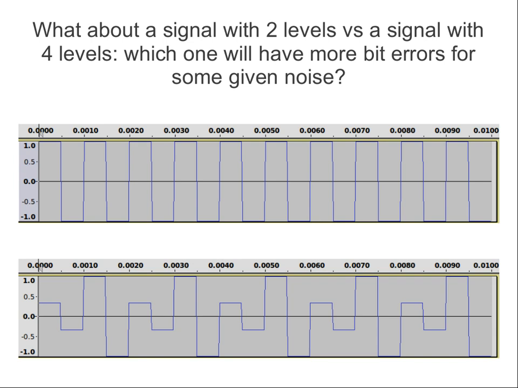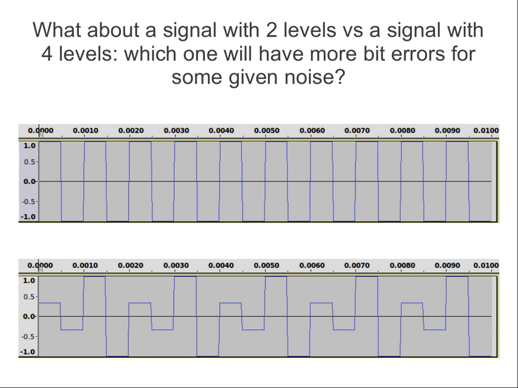Any questions on the concepts here? More noise, more levels with the same amount of noise, we get more bit errors. More levels means more bits per signal element, more bits per second. Yep.